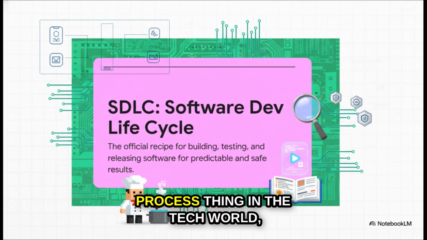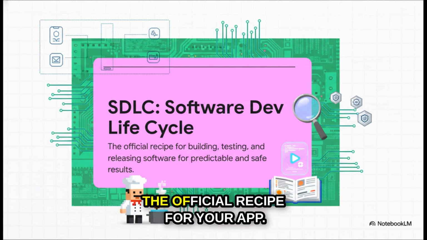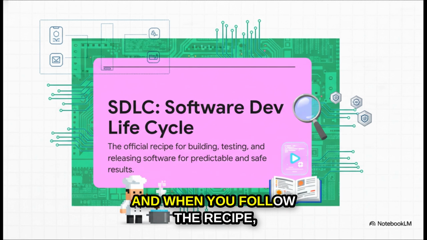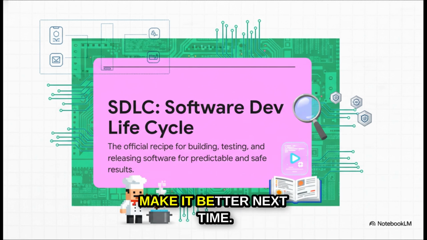So this whole process thing, in the tech world, it's got a fancy name, the Software Development Lifecycle, or SDLC. But forget the acronym, seriously. Just think of it as the official recipe for your app. And when you follow the recipe, you get a result that's predictable and safe, and you always know how to make it better next time.